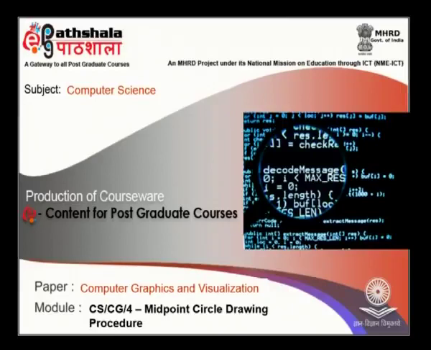In this session, we will take an example of Bresenham's line drawing algorithm, and with that we will see how Bresenham's line drawing algorithm is advantageous with a problem, and later we will look at the midpoint circle drawing procedure, which is an important procedure as part of this primitives.